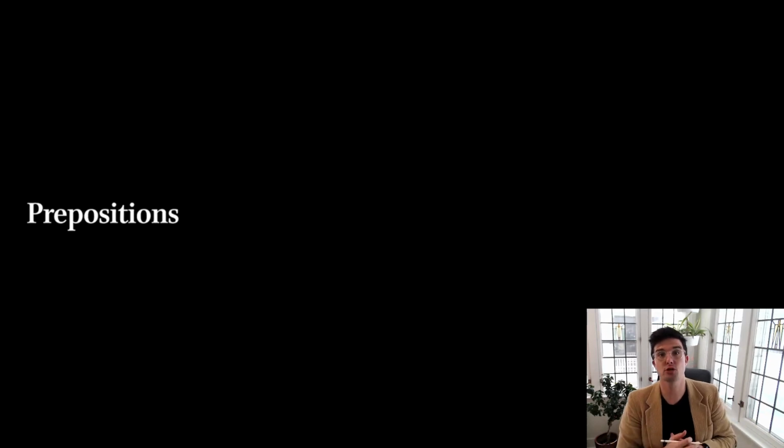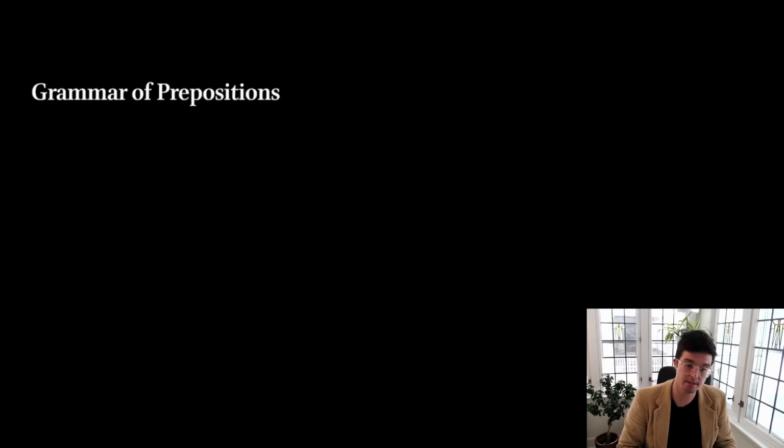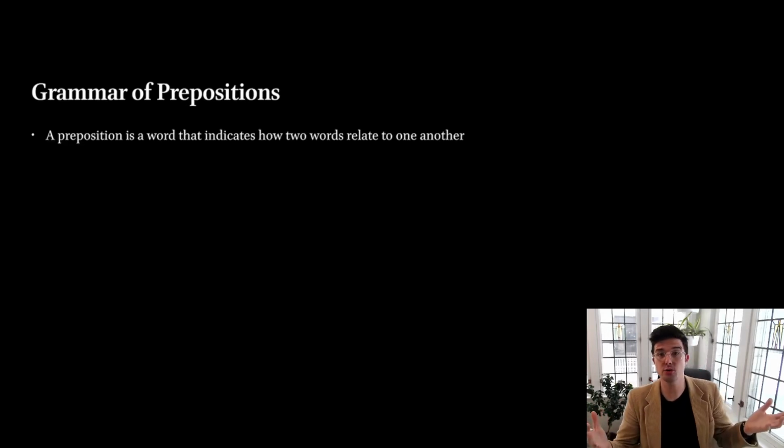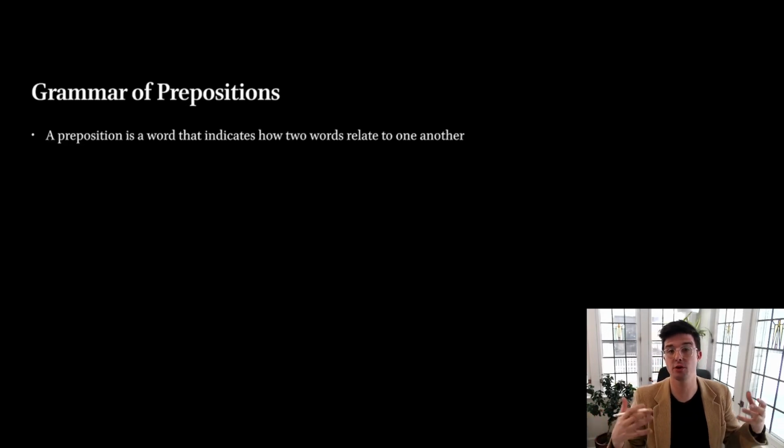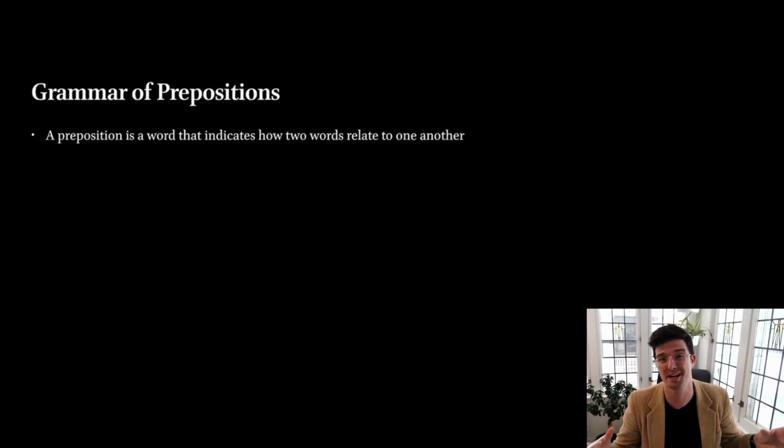In this video, we address the grammatical basics of Koine Greek prepositions. As to English grammar, and grammar generally speaking, a preposition is a word, usually a small word, that indicates how two other words relate to one another.